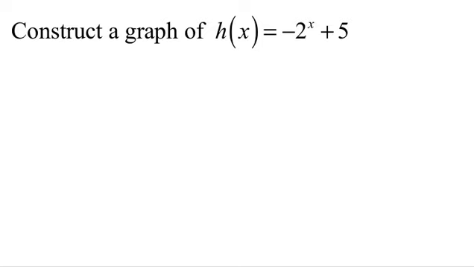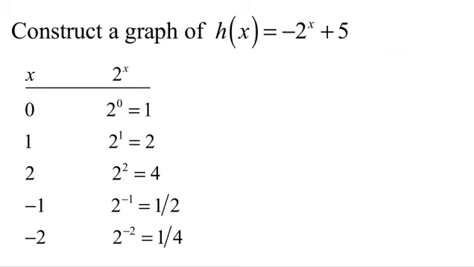Our next example is going to be to construct the graph of h of x equals -2 to the x plus 5, as well as trying to determine what's the domain and range for that function. So what's the process we're going to use? First, I want to graph 2 to the x, because -2 to the x will just require me to put a minus sign in front of these.